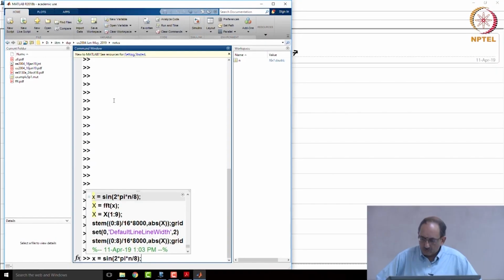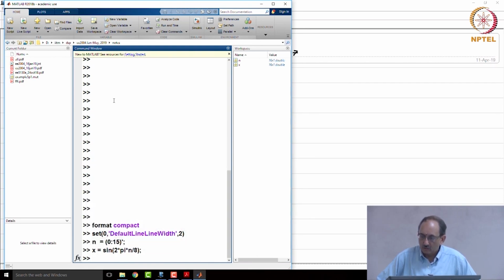All right, let's get started. We were looking at a MATLAB example in last class, and the signal in question was this. This is nothing but a 1 kilohertz sine wave sampled at 8 kilohertz, and we are looking at 2 cycles here.